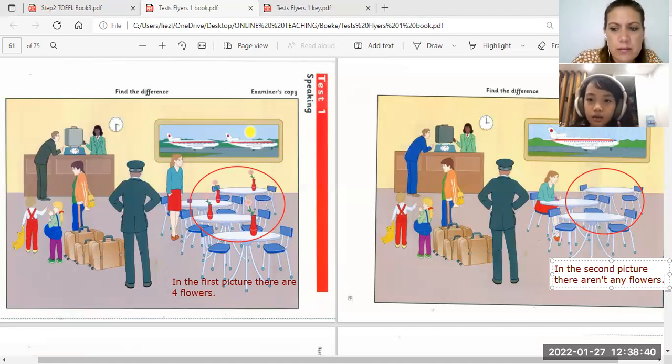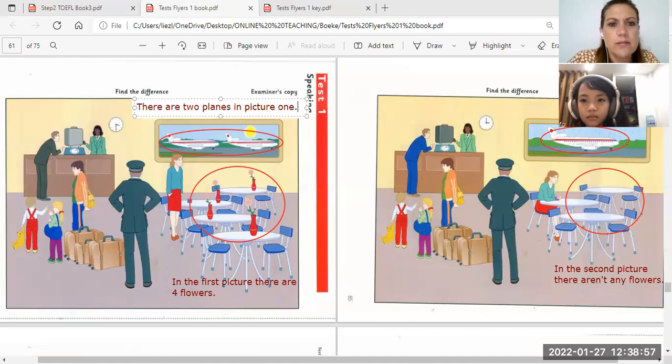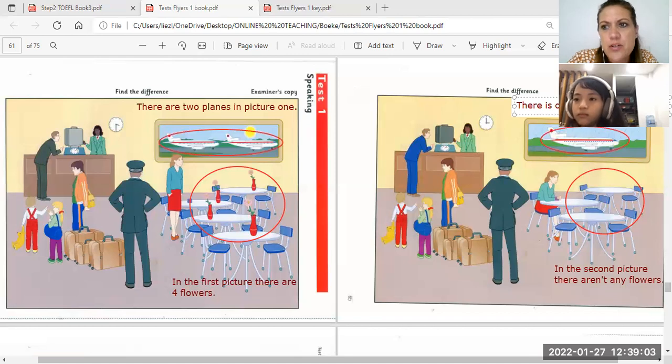Okay. In picture 1, have 2 plain. In picture 2, have 1 plain. No, not picture 1 have. There are 2 planes in picture 1. There is 1 plane in picture 2. Okay. Another one.